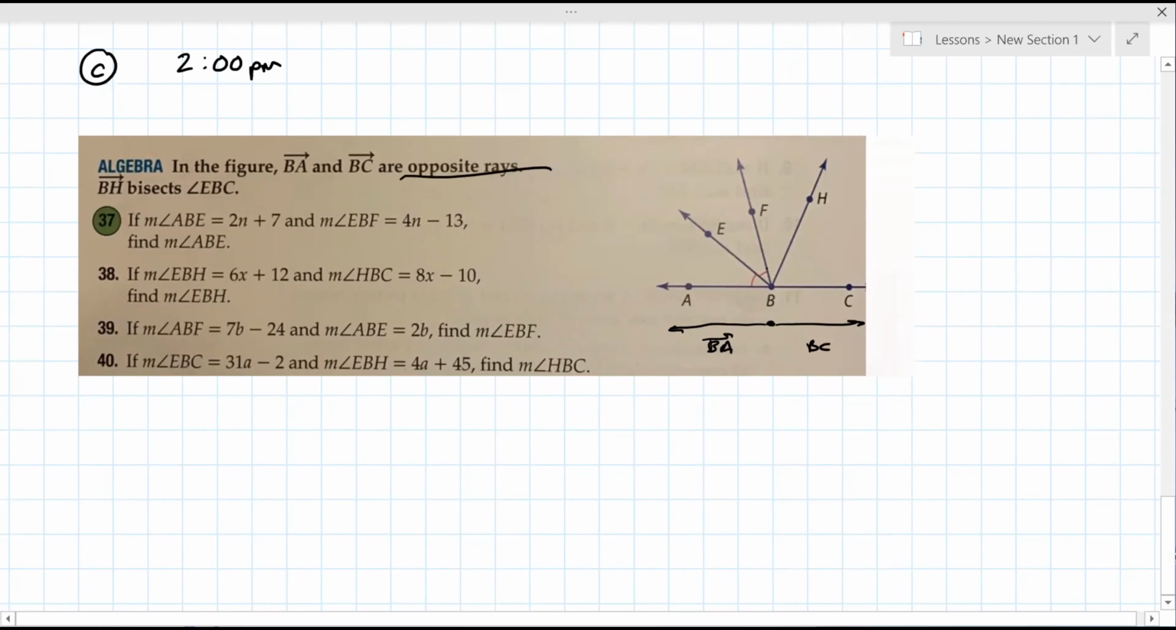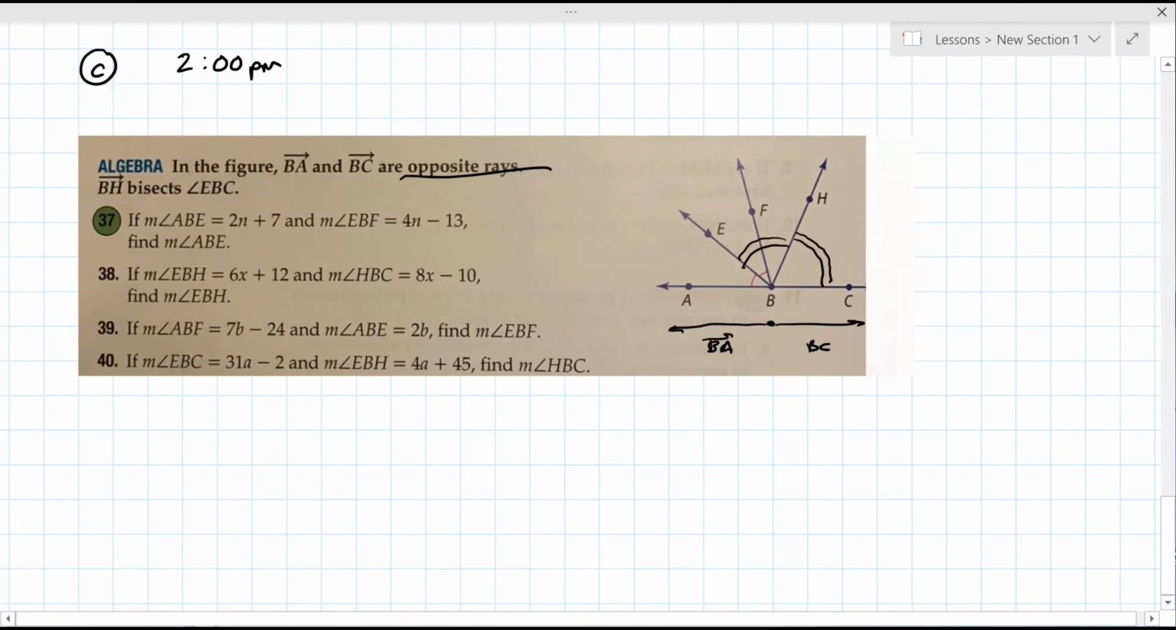BH bisects angle E to B to C. Okay, so that means that this angle and this second angle I'm about to draw, they're the same. Sometimes books use 2 lines to denote that. Is that clear what that means?